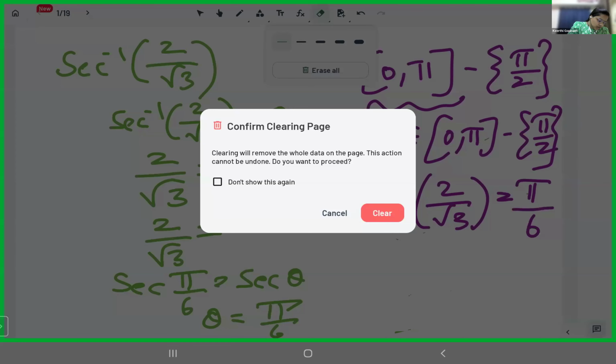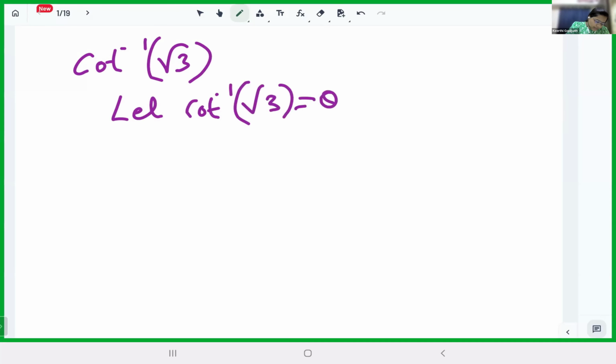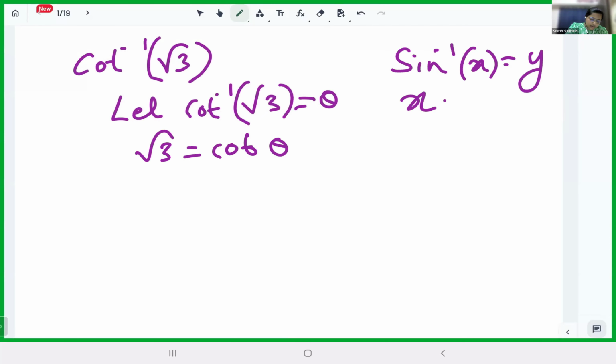Now, the next question is cot inverse of root 3. Let cot inverse of root 3 be theta. So root 3 is equal to cot theta, right? If sine inverse of x is equal to y, we can write x as sine y. Similarly, cot inverse of root 3 equal to theta implies root 3 is equal to cot theta.